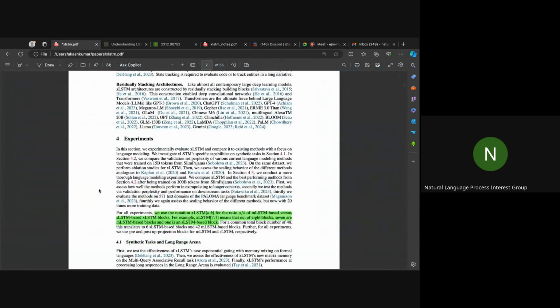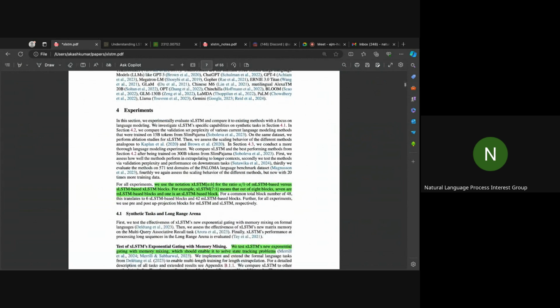Okay, we will discuss the experiment section of the paper now. There's a particular notation that is used in this paper. In the notation of xLSTM, the ratio a:b refers to the number of mLSTM blocks and sLSTM blocks. So if the paper mentions xLSTM 7:1, that means that out of 8 blocks, 7 are mLSTM based blocks and one is an sLSTM based block.